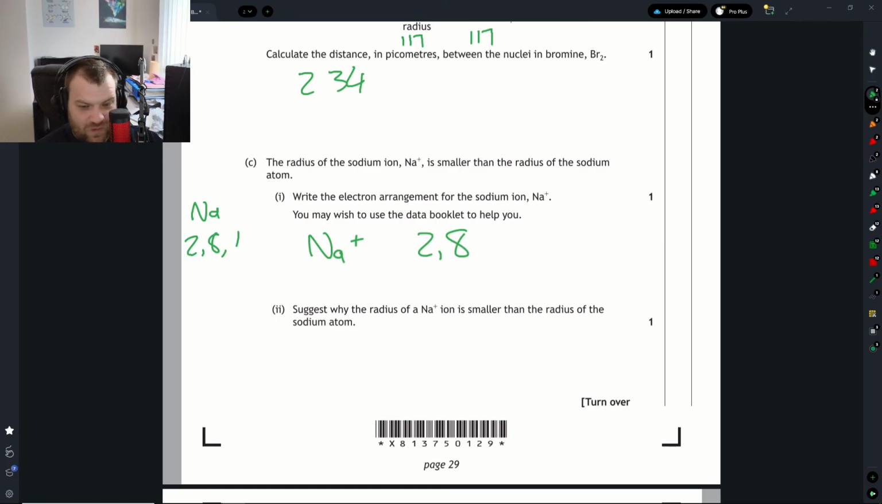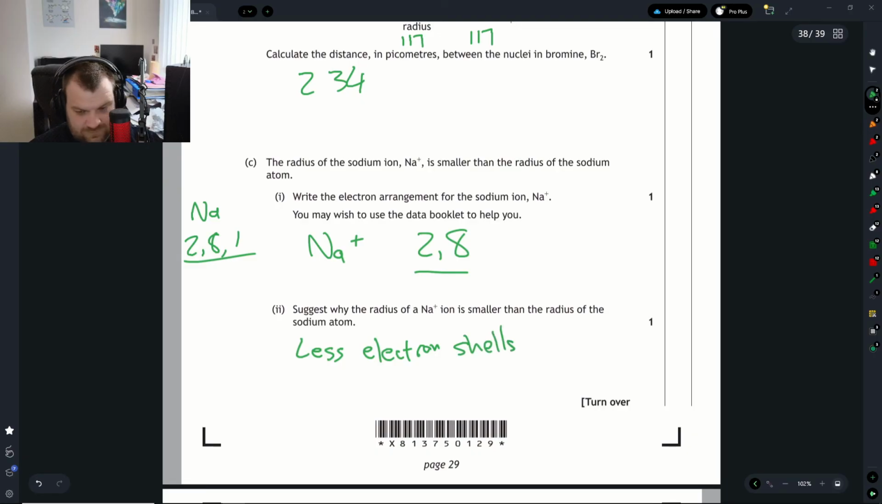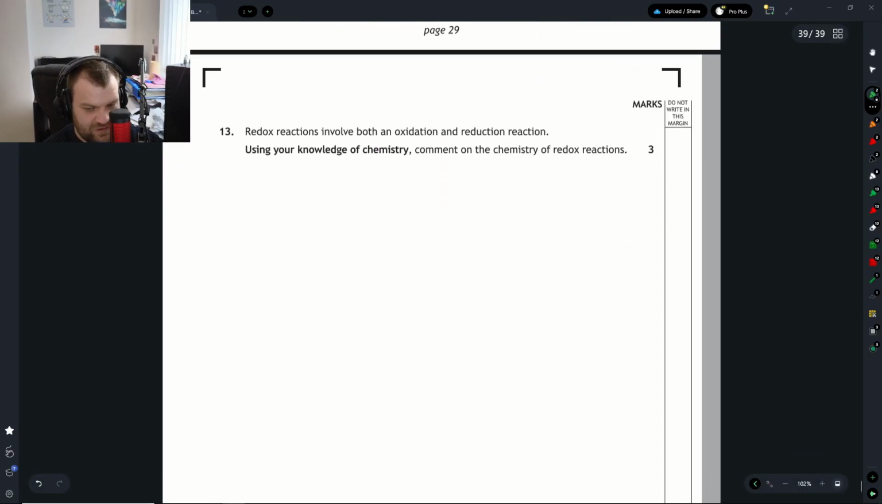Suggest a reason why the sodium ion is smaller than the radius of the atom. You look at the differences, but the only difference I've got is that there are fewer electron shells in the ion. That could contribute, it does contribute to the size being different.